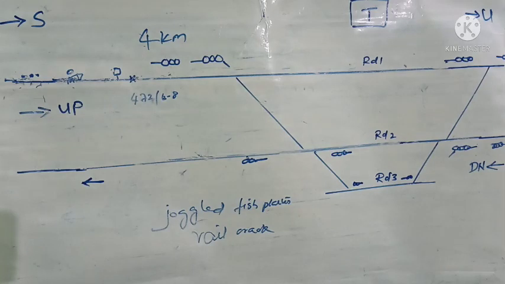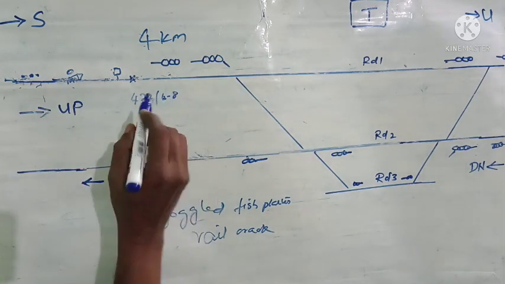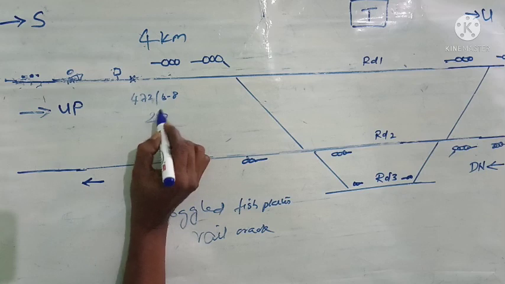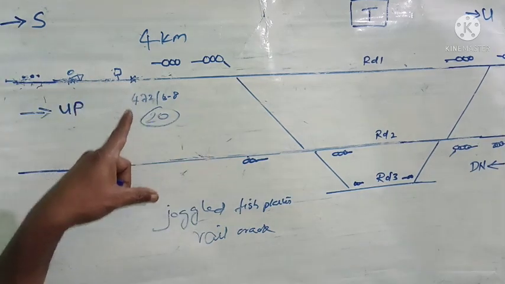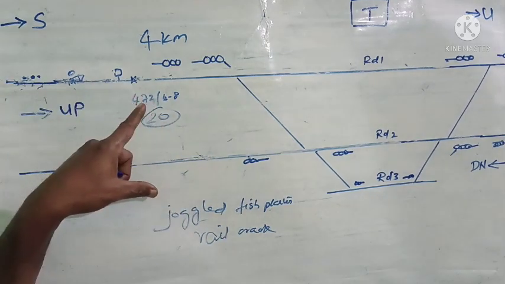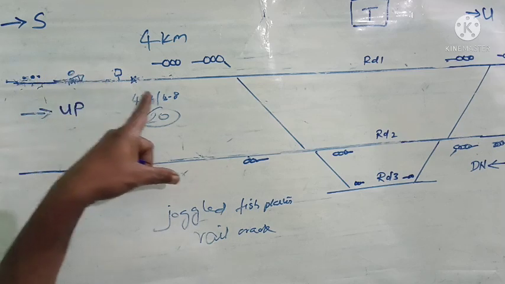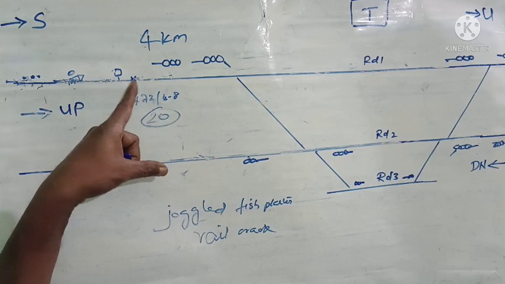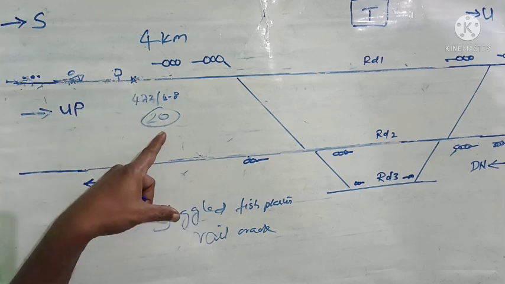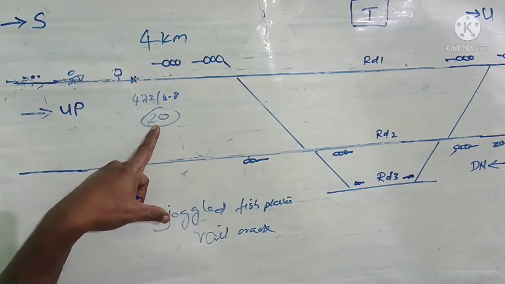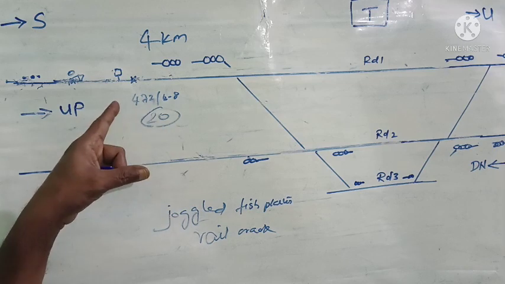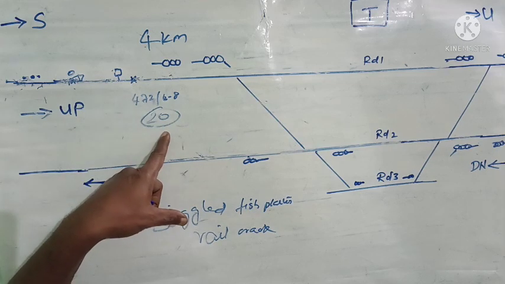temporarily attended and the train can move at a speed of 20 kmph. When a weld failure or rail crack is attended by the keyman, he can permit the loco pilot to move over that temporarily attended weld failure at a maximum speed of 20 kmph. He can allow 10 kmph also, but not more than 20.